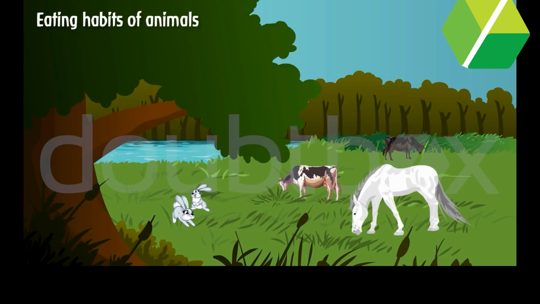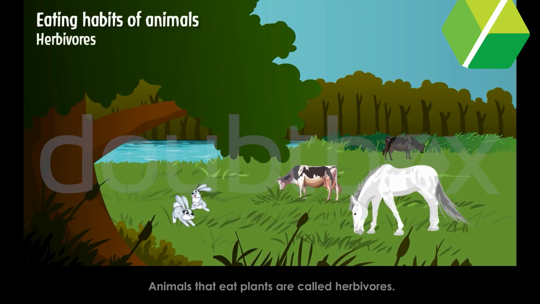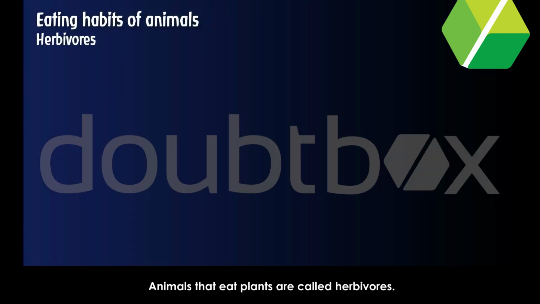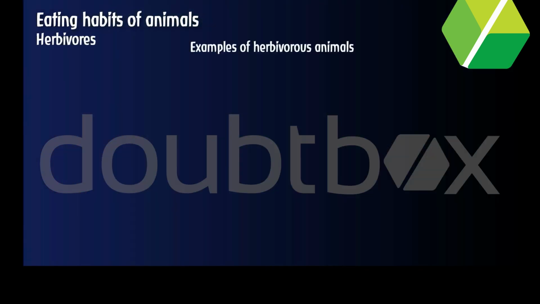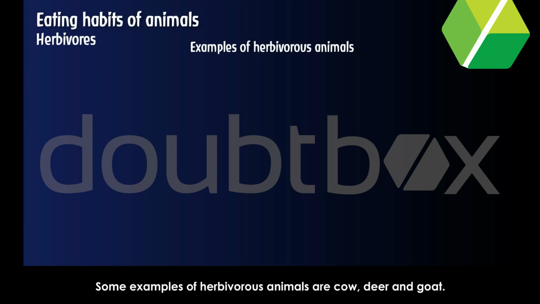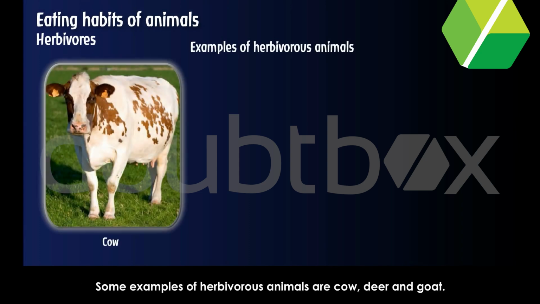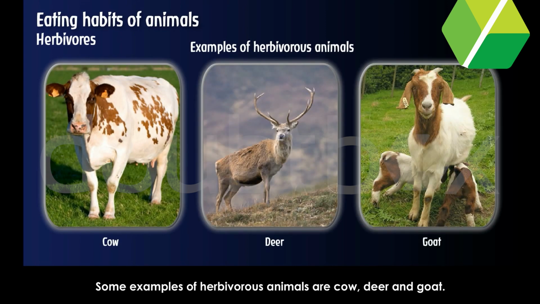Eating habits of animals. Herbivores. Animals that eat plants are called herbivores. Examples of herbivorous animals. Some examples of herbivorous animals are cow, deer, and goat.